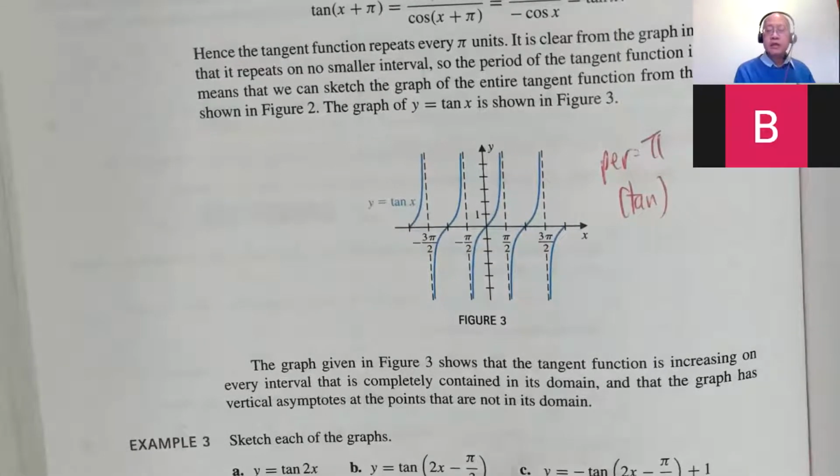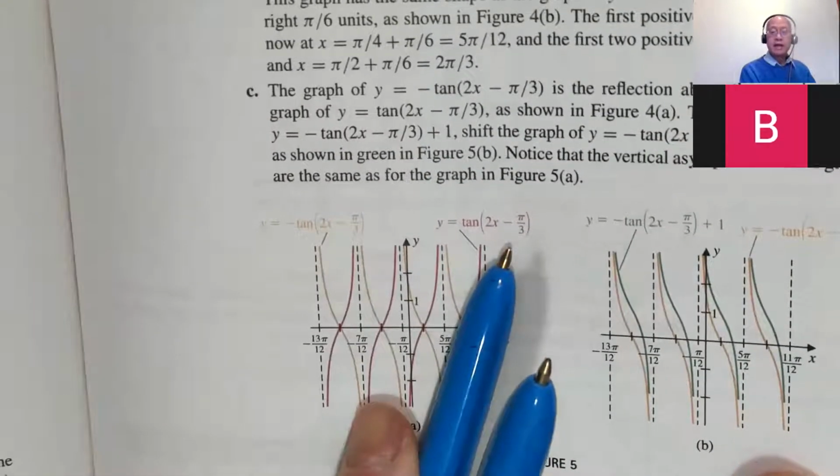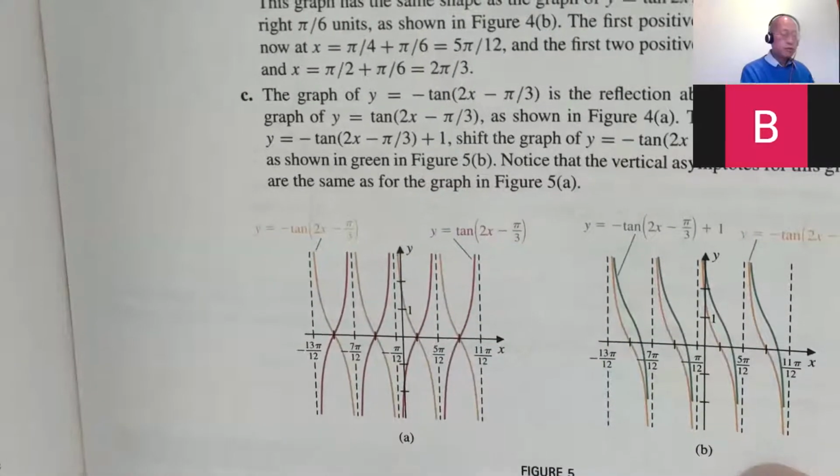All right, and then with all the trig functions, we're going to do the usual stuff, right? Translate left, right, up or down, change the period and so forth. So we'll learn how to do that in a little bit.